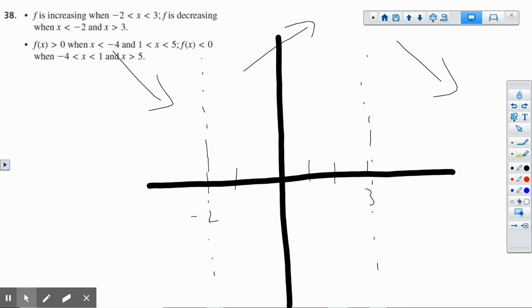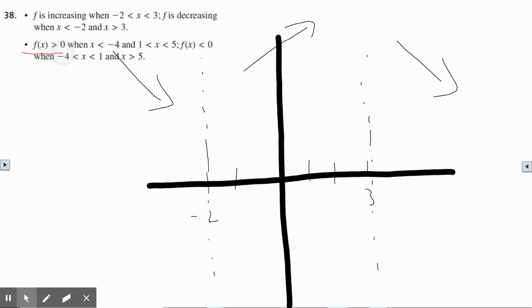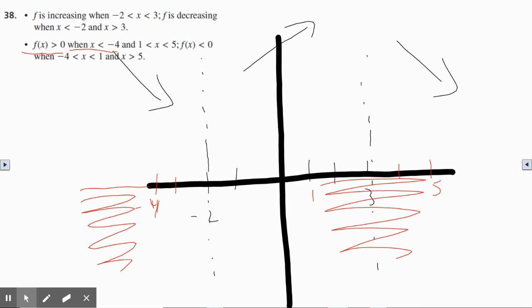The second part is that it's going to give me more important points. In this one here, it says f of x is greater than 0. It's above the x-axis when x is less than -4. So at -4, on this region over here, it's above the x-axis, so it's not down here. It's going to be above it. And when x is between 1 and 5, it also says it's above the x-axis, so it's not going to be down here. We're not going to draw the graph down there because in that region it doesn't exist.